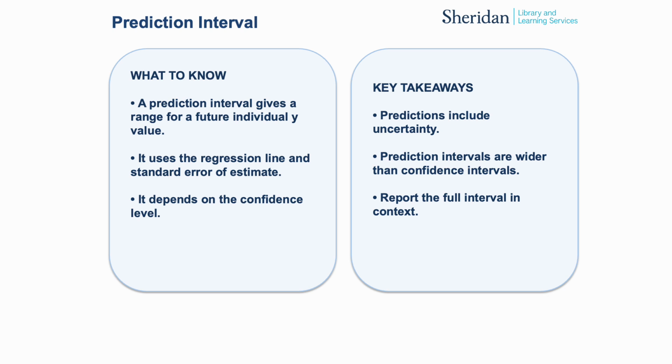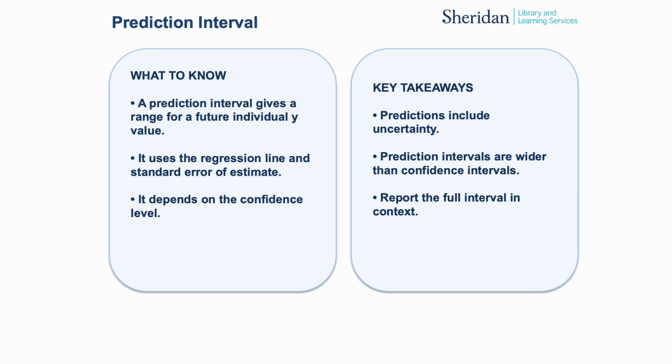It gives us a range of values within which we expect a future individual observation to fall, with a certain level of confidence. In today's lecture, the confidence level is always 90%. That means if we repeatedly collect similar data and calculate prediction intervals, we would expect approximately 90% of those intervals to contain the actual future value.